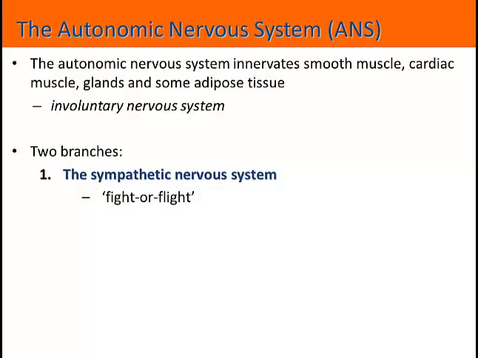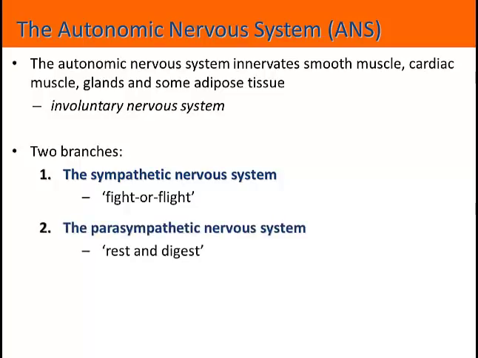There are two branches to the autonomic nervous system. The first is the sympathetic nervous system, sometimes referred to as the fight or flight system, or involved in that fight or flight response. And the parasympathetic nervous system, which is in control of the rest and digest type functions in the body. As you might imagine, these two branches play very different roles in controlling these unconscious functions.